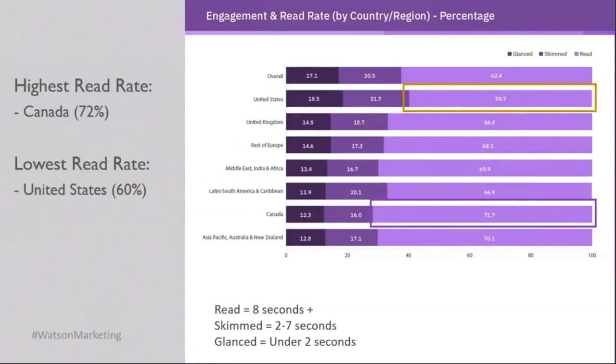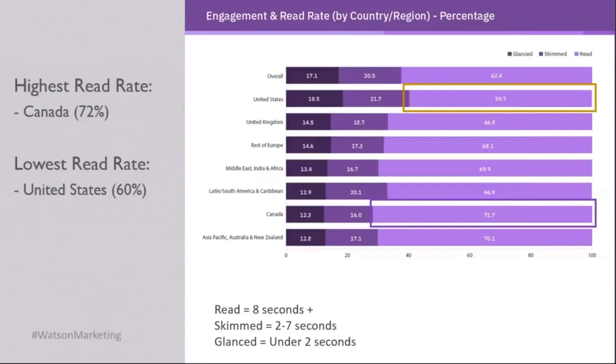At the highest level, it's what's called read, 8 seconds or more; skimmed is 2 to 7 seconds; and glanced is under 2 seconds. And that can literally be if somebody's on a high-speed internet connection, scrolling through their inbox. If that image happens to load as they scroll through, it'll be counted as a glance.